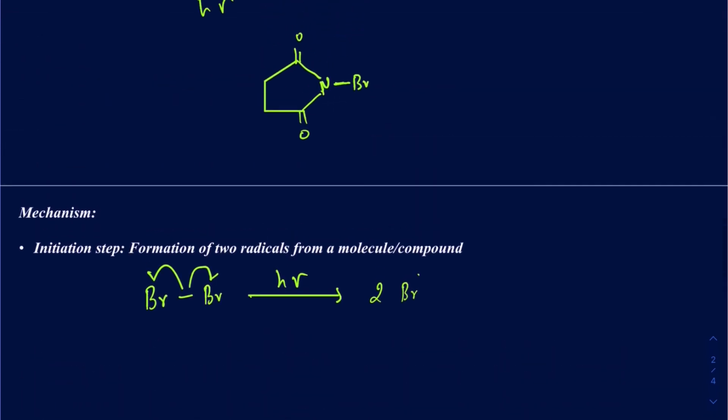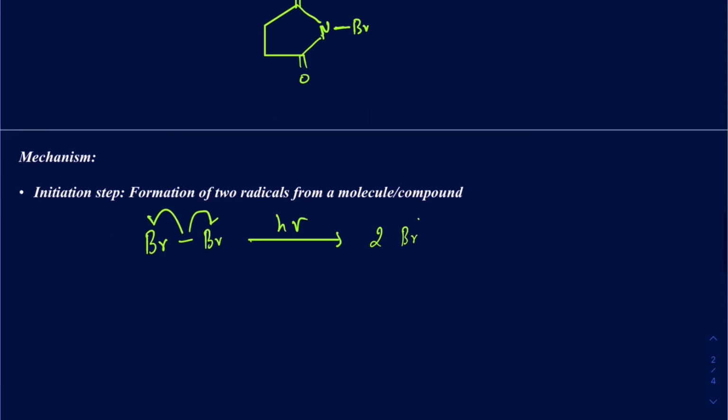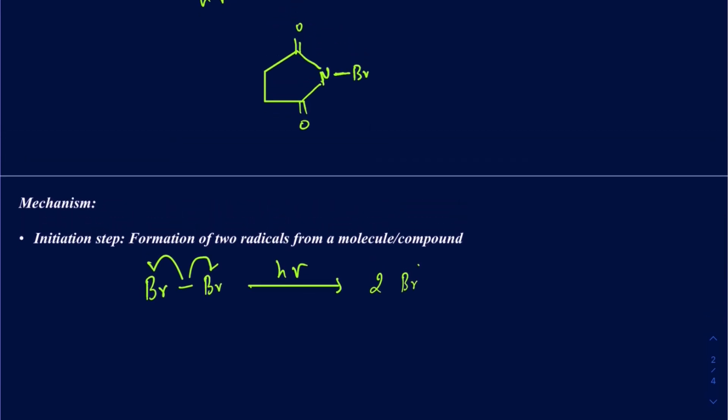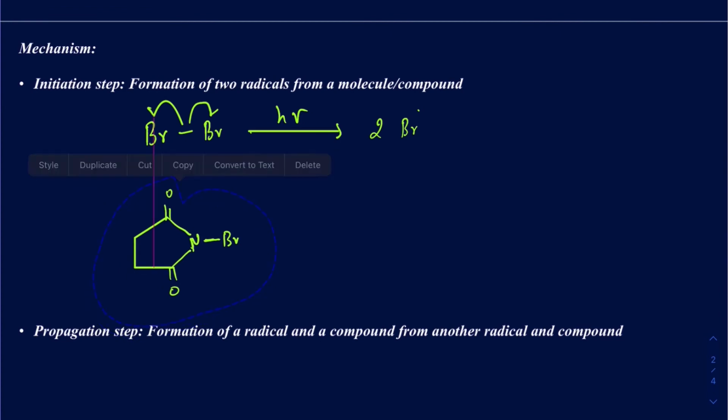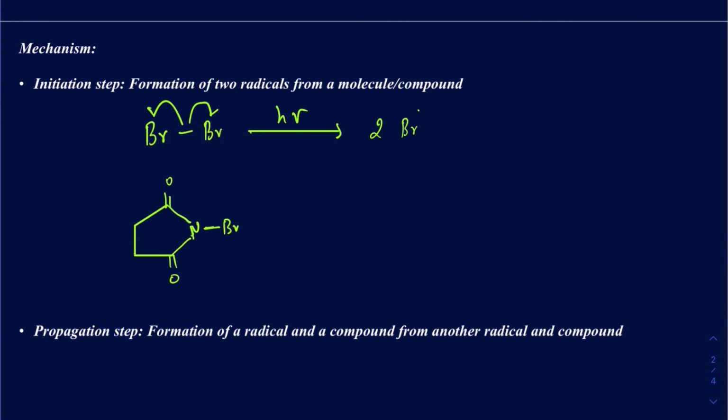So be able to identify your steps there. So this is going to be your initiation step. Then I can go ahead and do this one as well. If you're using an NBS, it's going to be very similar. I'm going to be doing a homolytic cleavage there, where one electron goes onto the nitrogen and the other electron goes onto this bromine, and I'm going to be getting two radicals there.